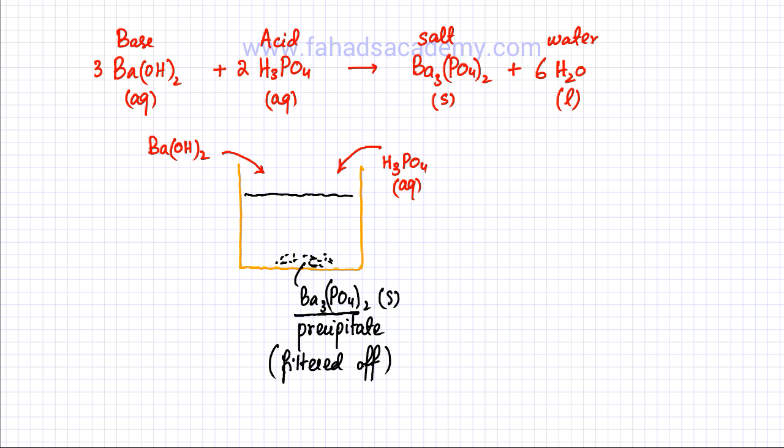So this is the easiest method, and the way you're going to describe this method when you're writing this down is that the first step is you're going to mix H3PO4 aqueous with barium hydroxide, which also happens to be in aqueous state. The second step would be that you're going to filter off the precipitate formed.